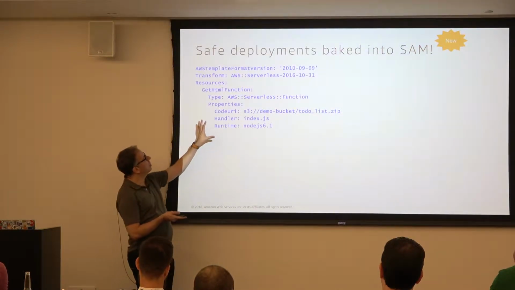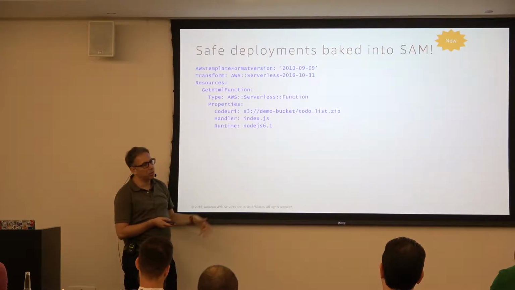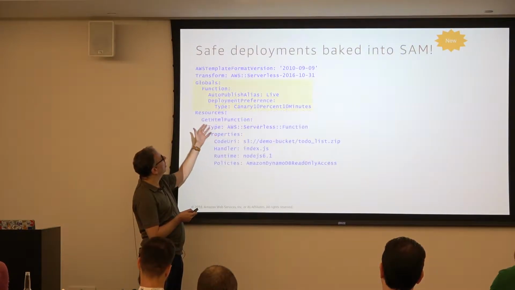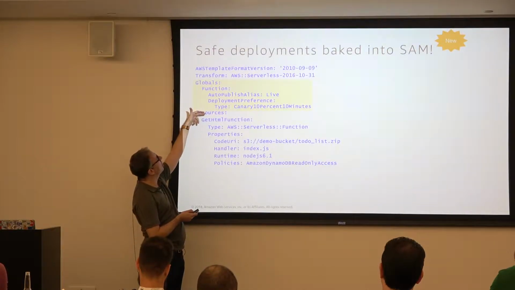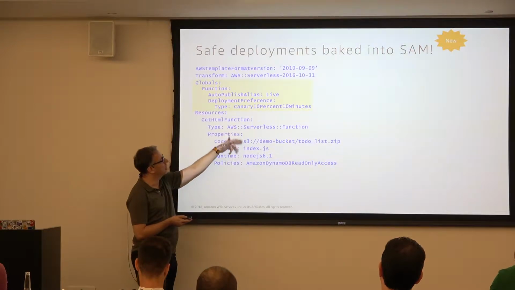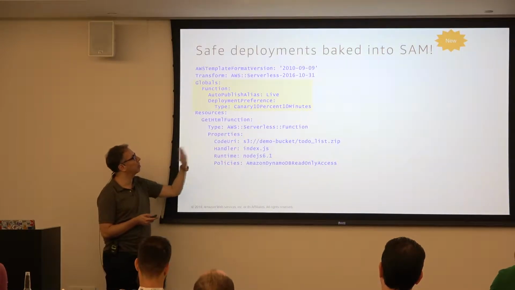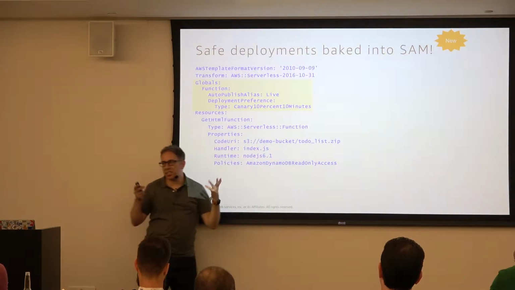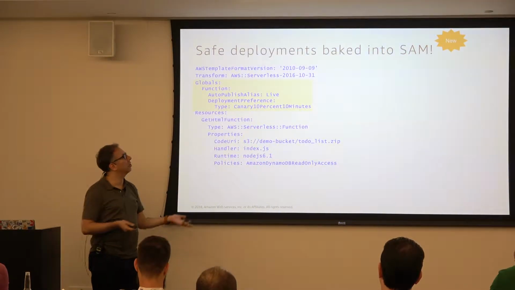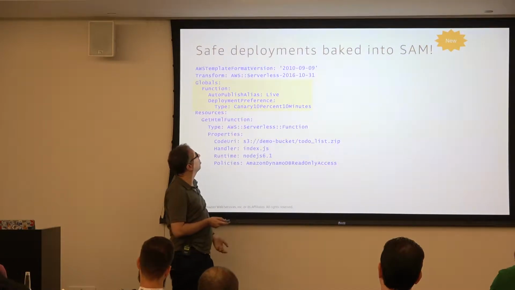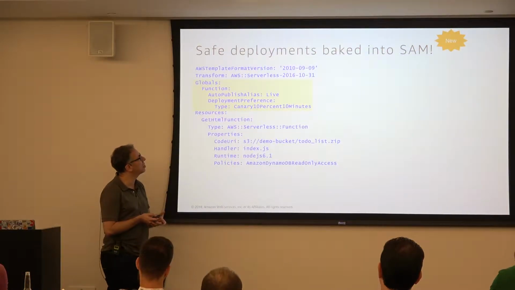So if we take this SAM template, this is similar to the template that I was showing before. I'm creating a function. I can just add these lines here to say auto-publish the new versions of my application. So whenever I redeploy this function, it goes to the alias live. Live is just a name. You can use prod or whatever you want. And then you can specify a deployment preference. So for example, canary 10%, 10 minutes.